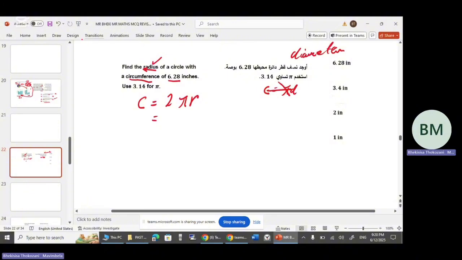Okay, so the circumference here is 6.28, which is given to us. Then 2, and my pi is 3.14, and the radius, I'm looking for it. That's why I'm not going to write anything, because I do not have the radius. So, 2 times 3 will give us 6, and 2 times 14 will give us 28. So the answer here will be 6.28. So this one is very simple to calculate.